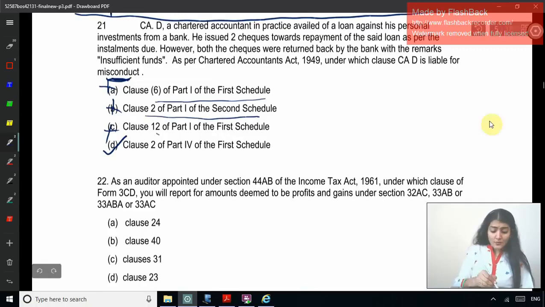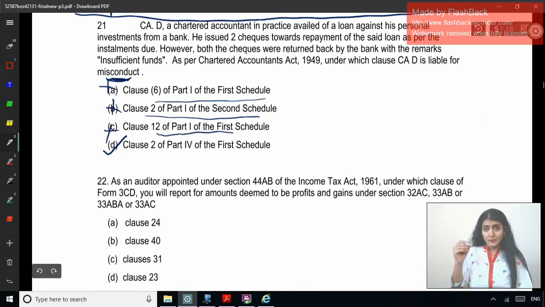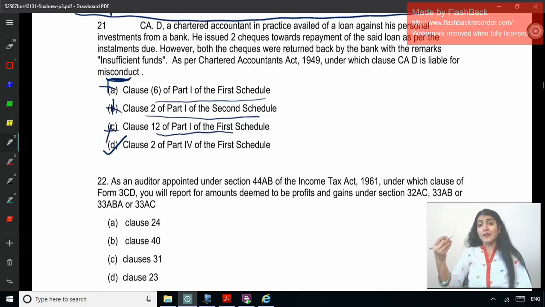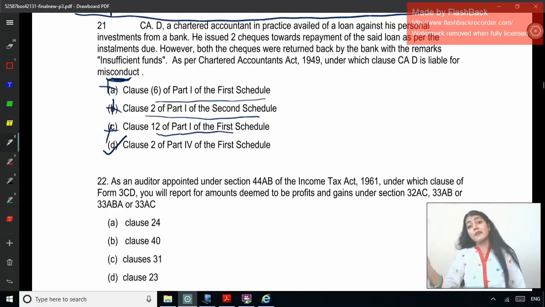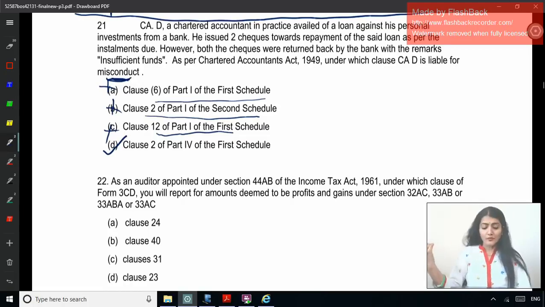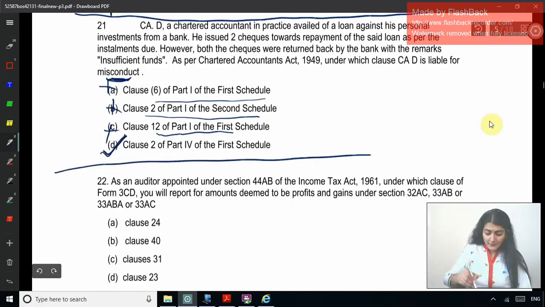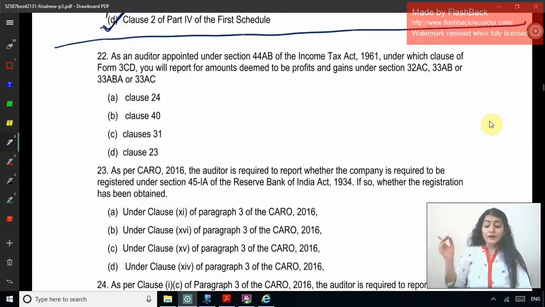What is 1211? Signing. Right, allows persons not being a CA, not being his partner, to sign on his behalf or on behalf of his firm any balance sheet, profit and loss report or financial statements. Right, so which is the correct option over here? D.